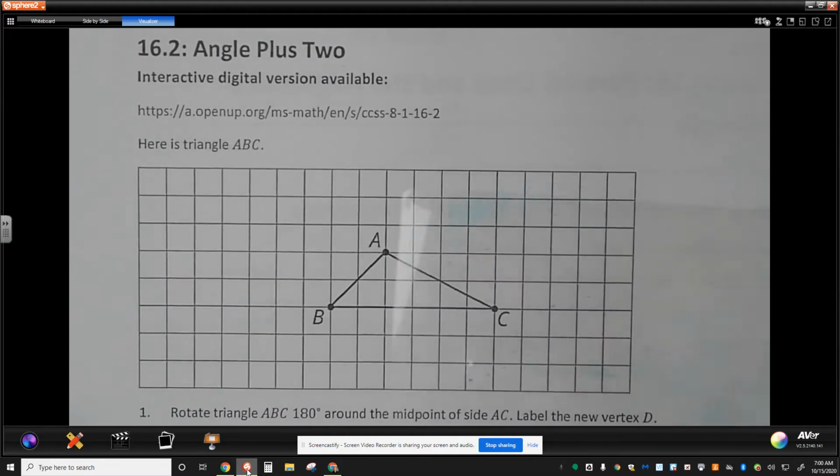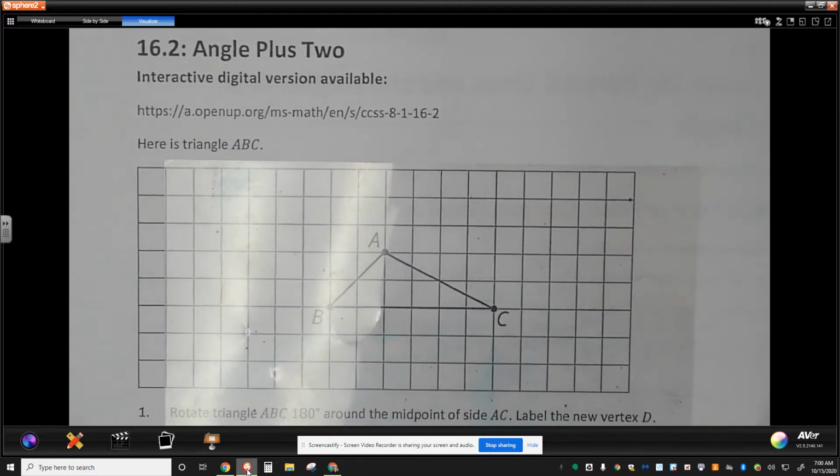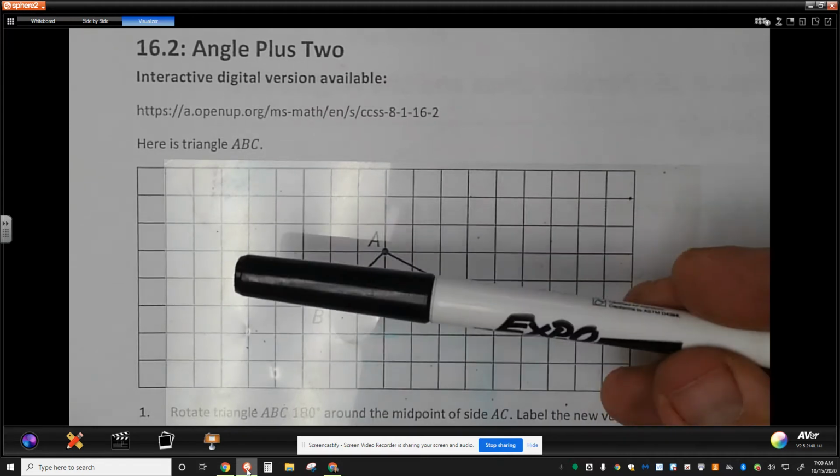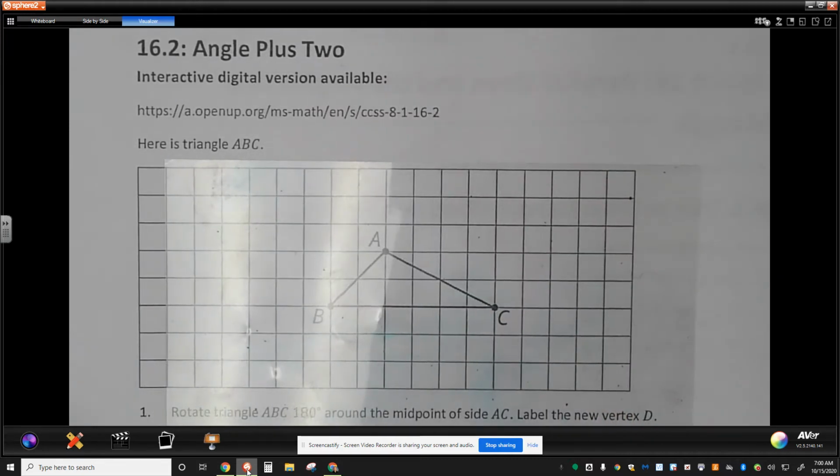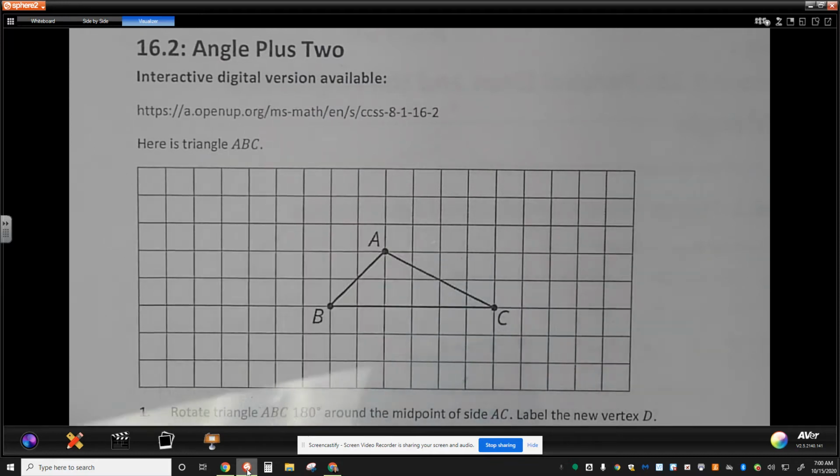I'm actually going to try a piece of transparency. If you have a piece of transparency and a dry erase marker, that will be something that we can use. We're going to explain the structure of the measurements of those interior angles and how adding them together is going to equal 180 degrees. So following our directions here on the bottom, we are to rotate triangle ABC 180 degrees around the midpoint of side AC.